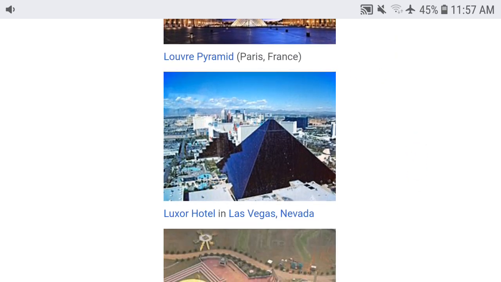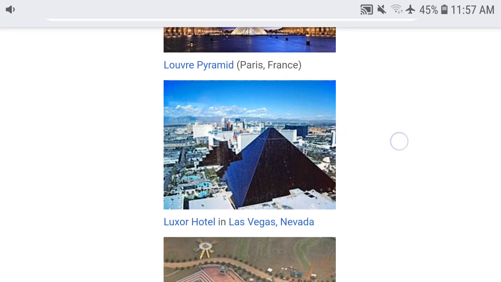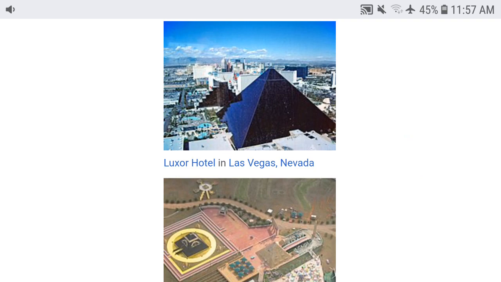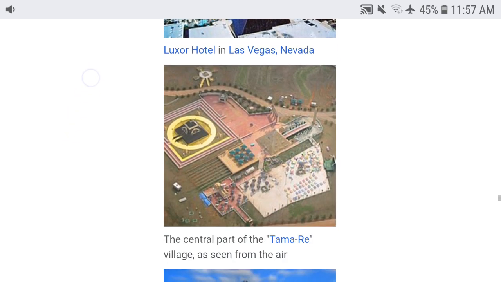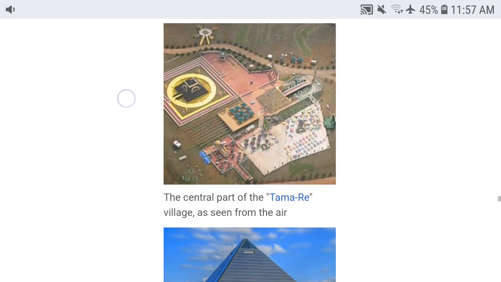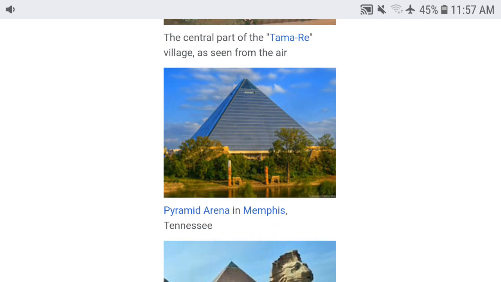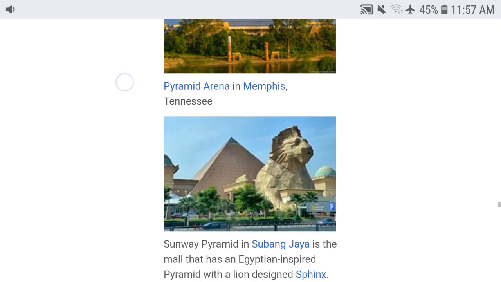And then Luxor Hotel in Las Vegas, Nevada. I heard about this place. Luxor Hotel. Yeah, I kind of seen this as well, by pictures, by movies again. And then the next will be the central part of the Tamare village, as in from the air. This one I actually never heard about. Okay, and then the next will be Pyramid Arena in Memphis, Tennessee. Okay, I also never heard about that.